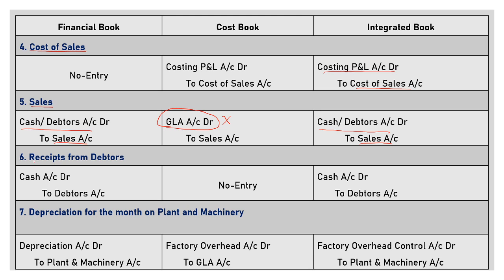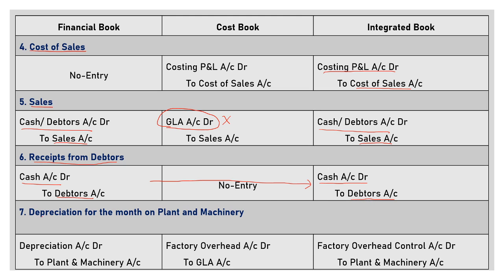Our next transaction is receipt from debtors. When we do credit sales, we generate debtors and we receive amount from the debtors. Then our entry is cash account debit to debtors account. Both are assets, and in place of assets we write general ledger adjustment account in cost books. So there is no entry passed in cost books, and the same entry is passed in the integrated books, which is cash account debit to debtors account in case of receipt from debtors.